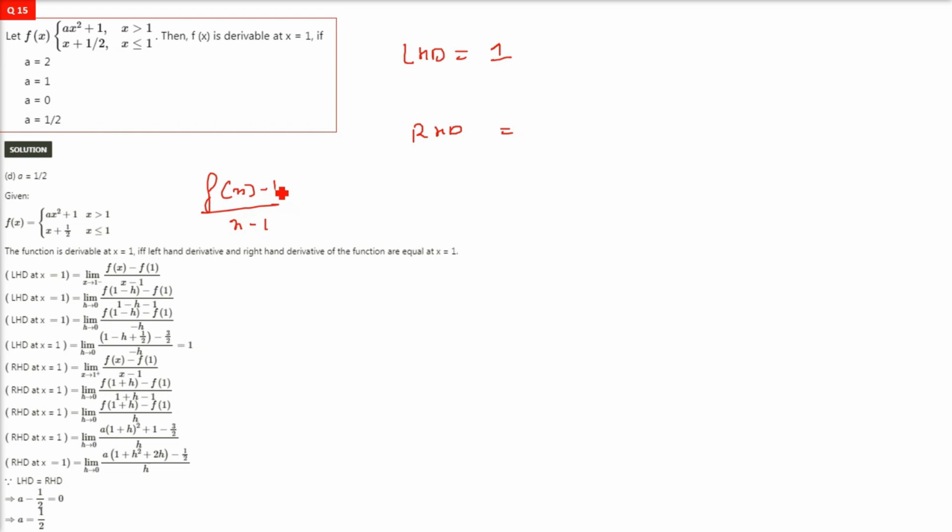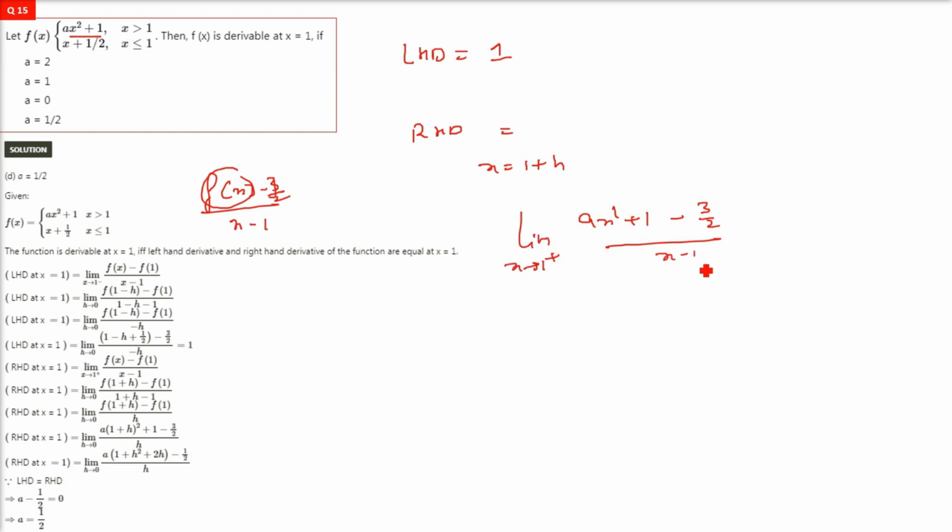This is minus 3 by 2. So f(x) on the right, when you have x greater than 1, you are going to take ax square plus 1. So we'll put x as 1 plus h, the way we were trying to put 1 minus h, but it was of no use. So on the right we have to put 1 plus h: ax square plus 1 minus 3 by 2. So limit x tends to 1 plus it is.